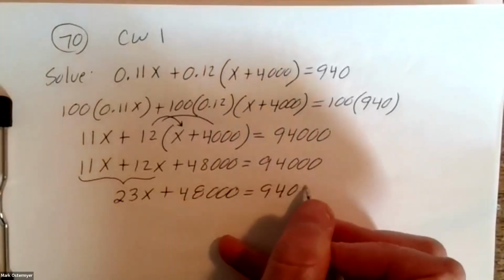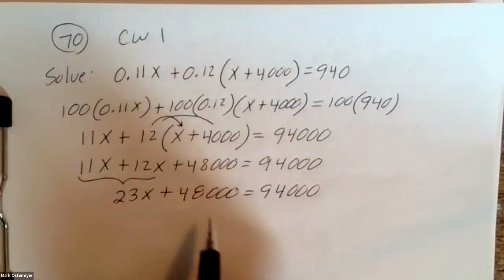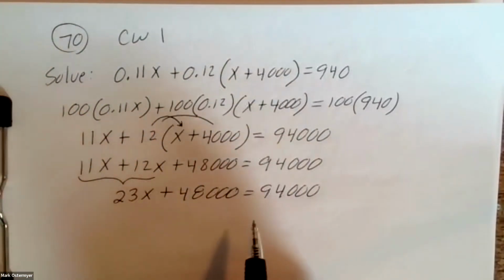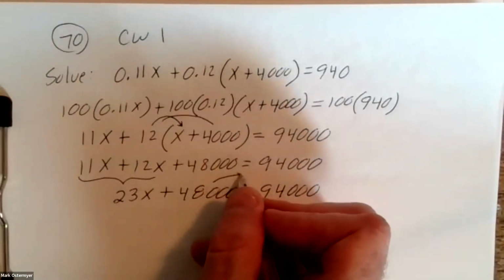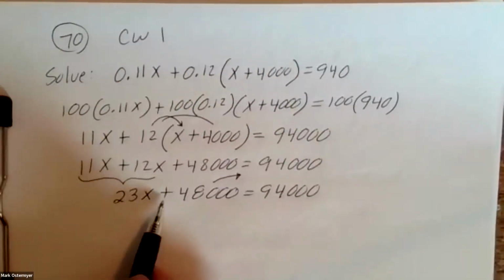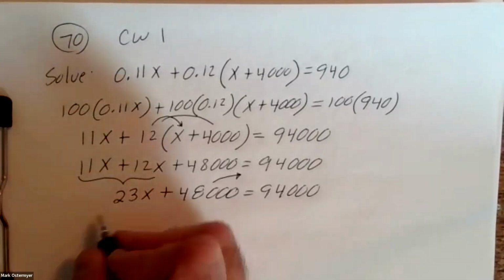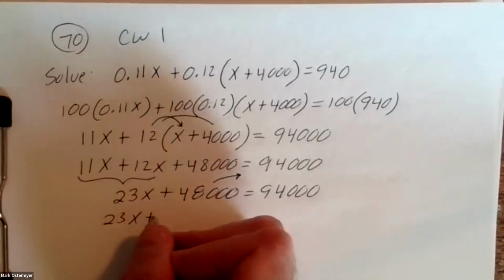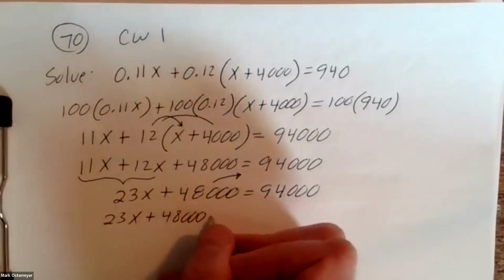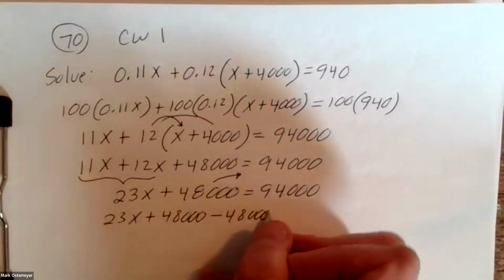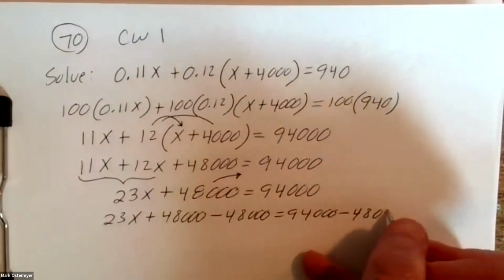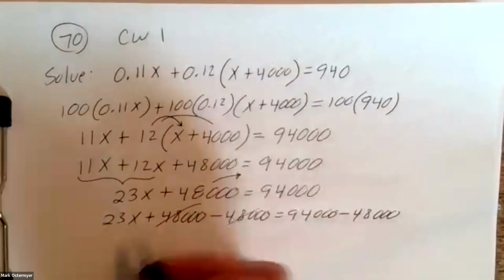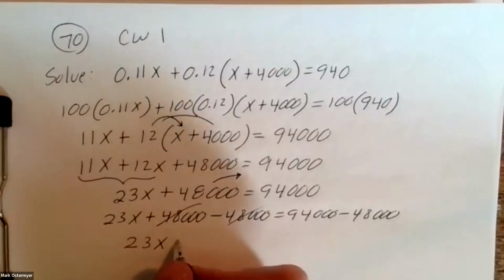Now that both sides are completely simplified, it's time to begin to separate variable terms on the left side versus constants on the right side. I already got my variable term on the left side, so I'm just going to move this constant term 48,000 to the right side. How do we do that algebraically? We're going to have to subtract 48,000 from both sides. 48,000 drops out on the left side, leaving you with 23x.